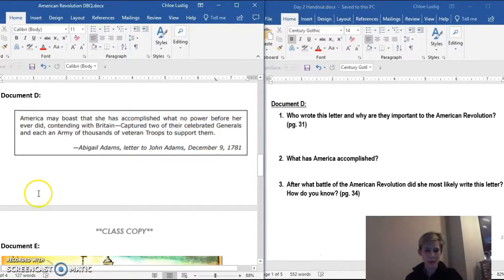Alrighty, document D. This is a quote from someone named Abigail Adams in a letter to John Adams, same last name, so somehow they're related, maybe a wife. December 9, 1781.